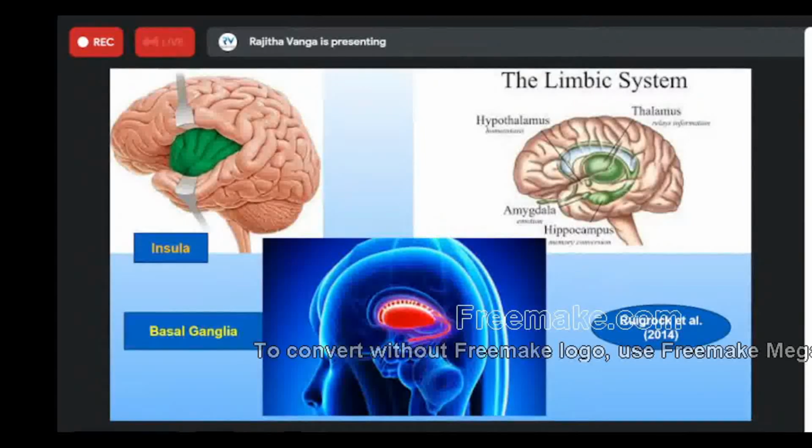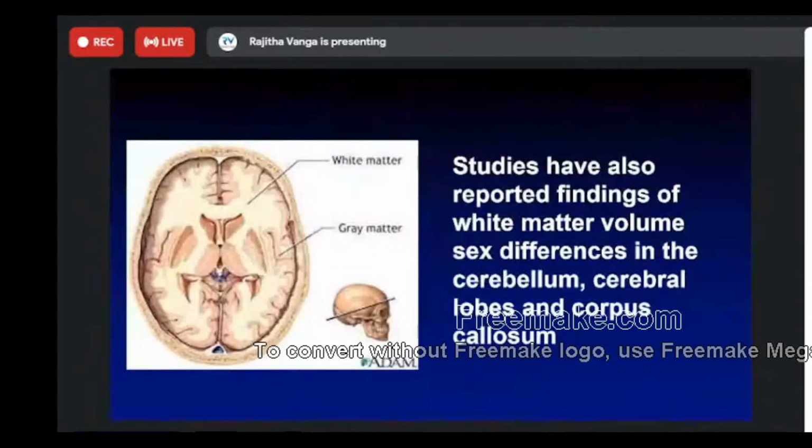And the basal ganglia has numerous functions, including control of voluntary movements, learning, and cognition. And not only these parts of the gray matter, also the thalamus and hypothalamus, which are parts of the diencephalon, there is a variation between the sexes in the thalamus and hypothalamus as well. So that was about the gray matter.